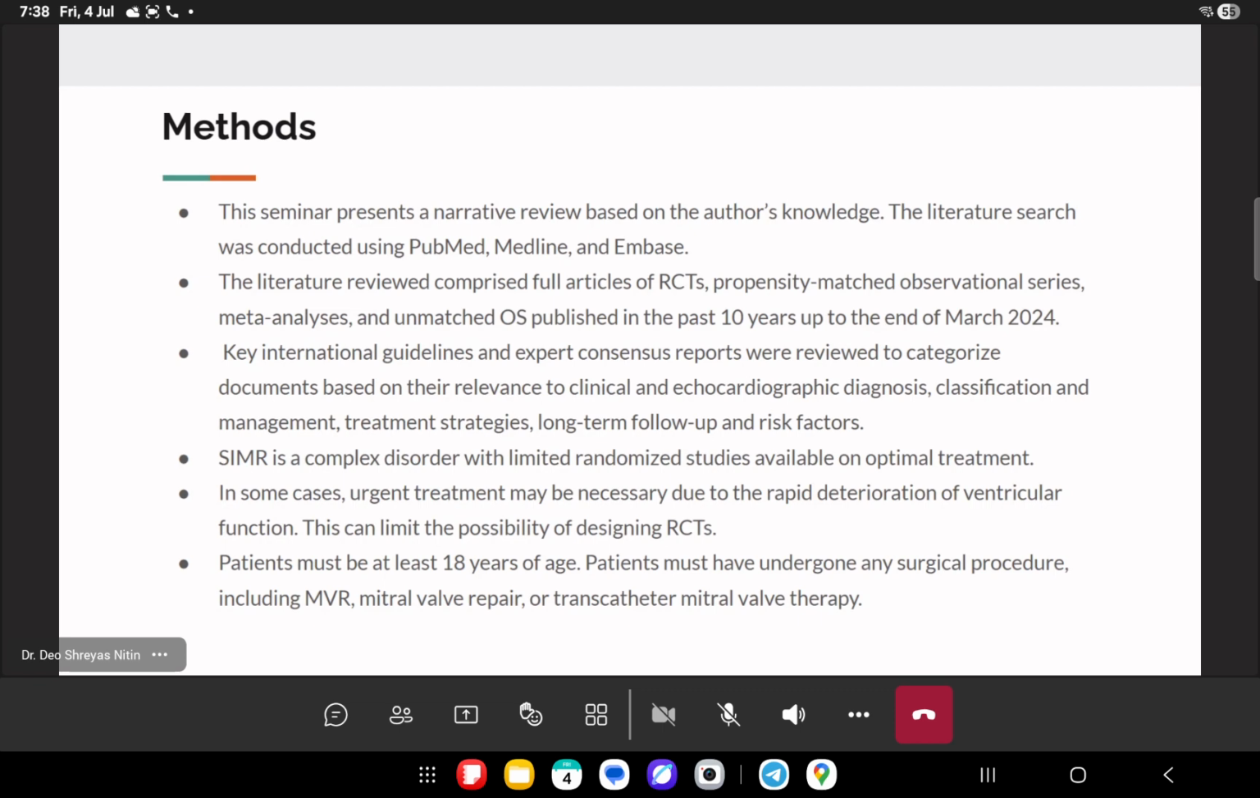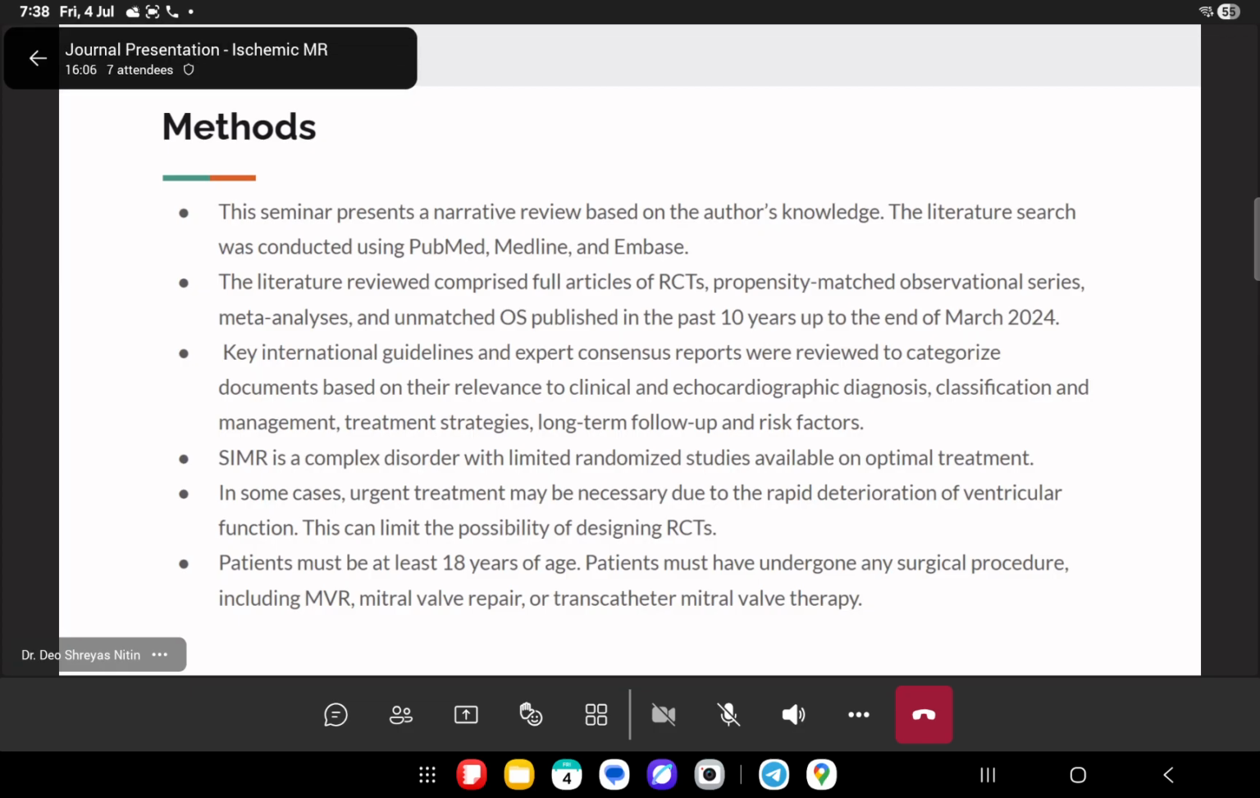Secondary ischemic mitral regurgitation is a complex disorder with limited randomized studies available on optimal treatment. In some cases, urgent treatment may be necessary due to rapid deterioration of ventricular function. This can limit the possibility of designing randomized controlled trials.